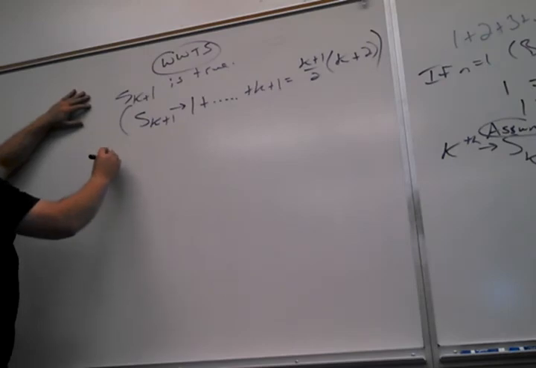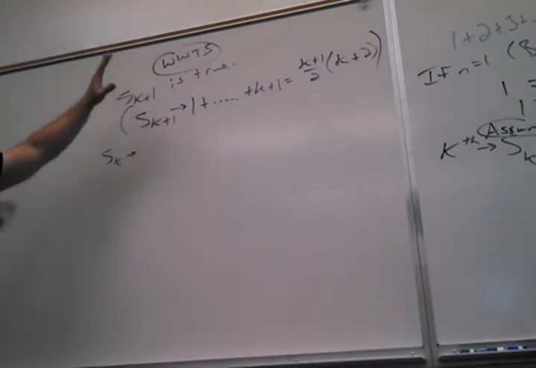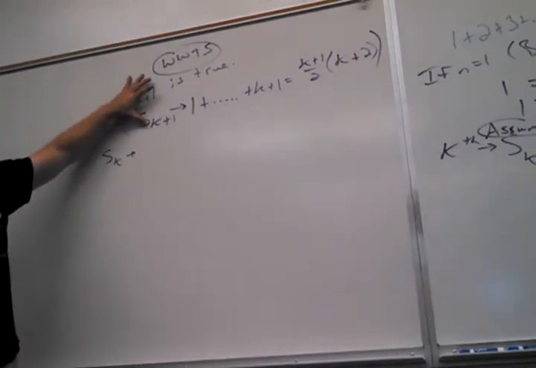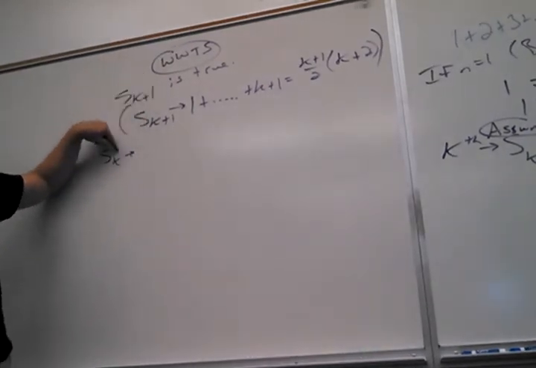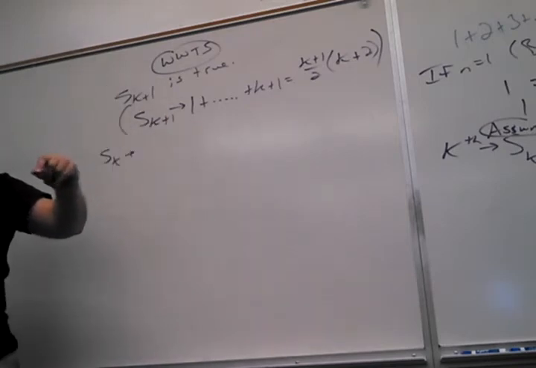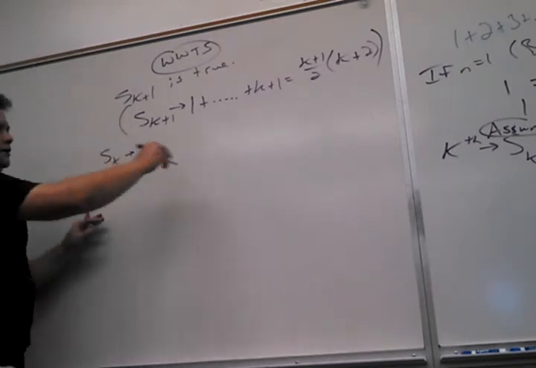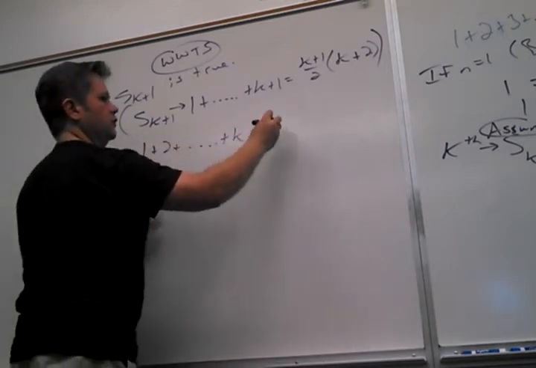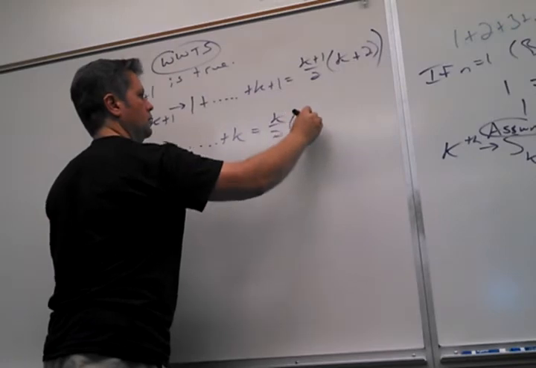So if I start with Sk, here I have to do the proof now. So I established what I'm going to assume. I've written what I'm going to have to show. So start with what I know is true. I know Sk is true. How do I know Sk is true? Because I assumed it to be true. Right? So Sk says 1 plus 2 plus blah, blah, blah, plus k equals k over 2, times 1 plus k.